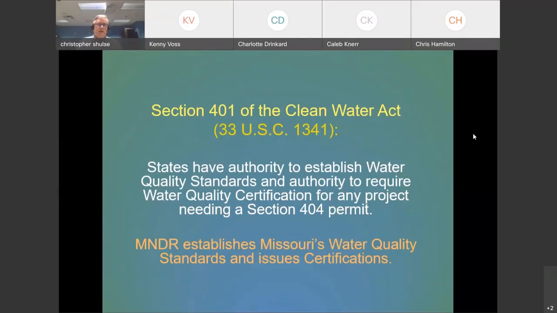And that's a process that's changed recently as well, and we'll talk more about that as we get into the presentation. But just know for now that there's Section 404, which is the placement of dredge and fill material into waters of the U.S., and Section 401, which is water quality standards.